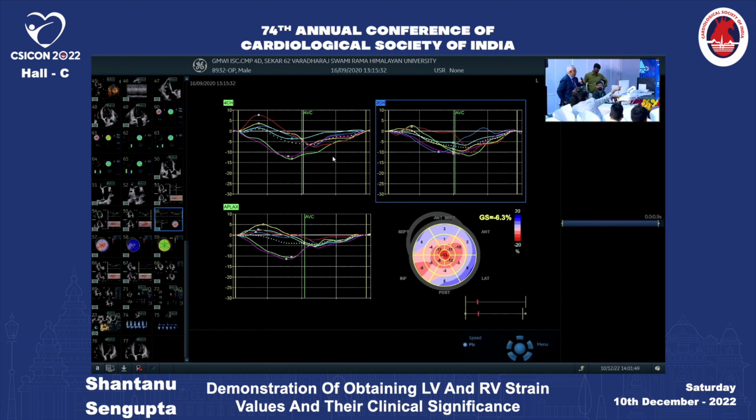So the main thing is minus 17, minus 18, minus 19 are normal. Up to minus 17 is normal. Minus 16 is suspicious. Minus 15 or below, the value is bad. Definitely it is reduced. The strain is reduced. So it is global longitudinal strain, not segmental strain. And minus 8 or below, the prognosis is very poor. Yeah, you had a question.